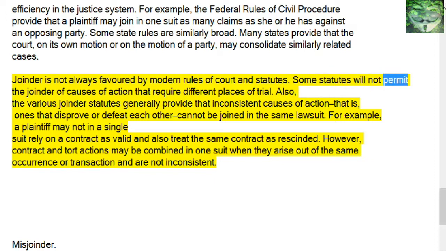Joinder is not always favored by modern rules of court and statutes. Some statutes will not permit the joinder of causes of action that require different places of trial. Also, the various joinder statutes generally provide that inconsistent causes of action, that is, ones that disprove or defeat each other, cannot be joined in the same lawsuit. For example, a plaintiff may not in a single suit rely on a contract as valid and also treat the same contract as rescinded. However, contract and tort actions may be combined in one suit when they arise out of the same occurrence or transaction and are not inconsistent.